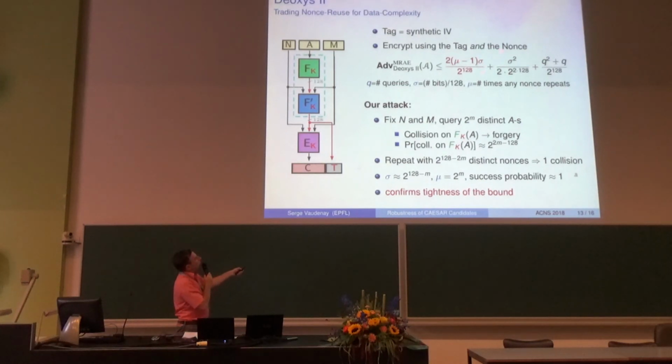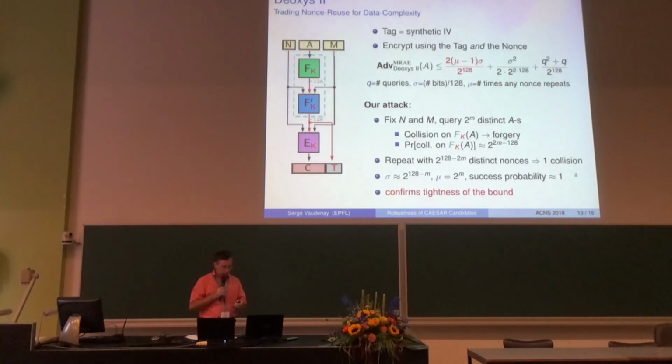And we can look now at how it interprets in this formula. So if you replace mu by 2 to the power m and sigma by 2 to the 128 minus m, you obtain here a constant. So this is the dominant part of the security analysis. So it means that we have found an attack which matches the bound proven by the author, so it confirms the tightness of the bound. So that's the result about DXIS2.